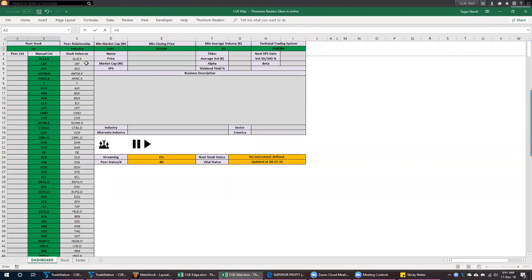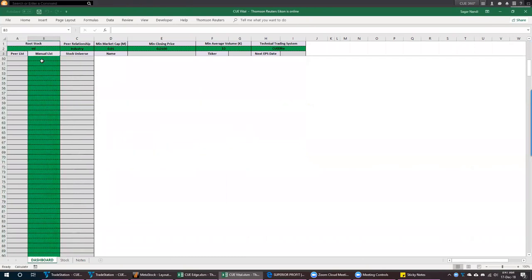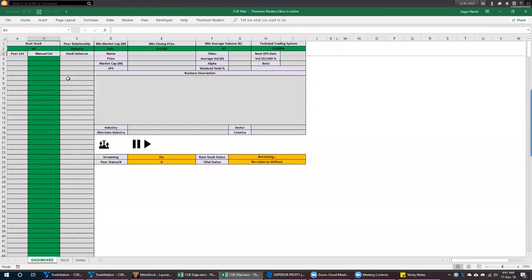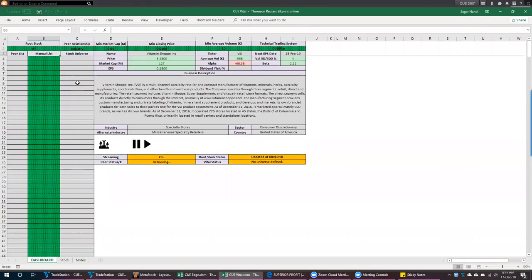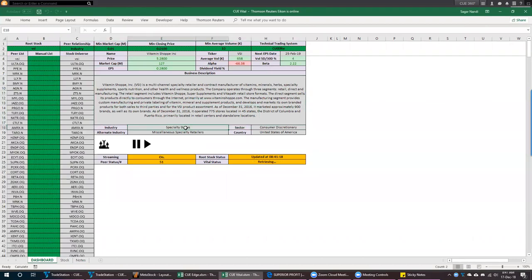VSI. I'm going to delete the PR stocks. Vitamin Shop. Okay, so though it is specialty stores, it is not an apparel store or like that. Therefore, it is in a defensive industry. You can see Vitamin Shops may be more defensive than non-defensive. From that angle, you may consider buying this stock.